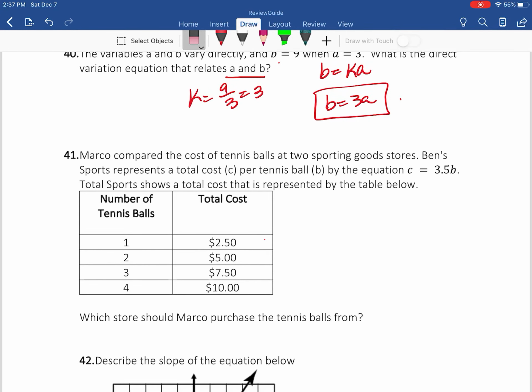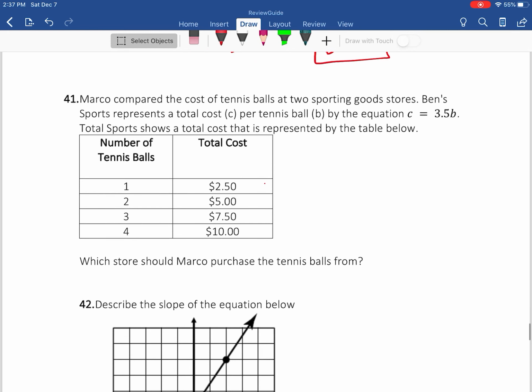All right, so number 41, we're actually dealing with a system. It may not seem like we're dealing with a system at first, but we are, in fact, dealing with a system. Marco compared the cost of tennis balls at two sporting goods stores. Ben Sports represents the total cost per tennis ball by the equation C is equal to 3.5B. Total Sports is shown by the table below.